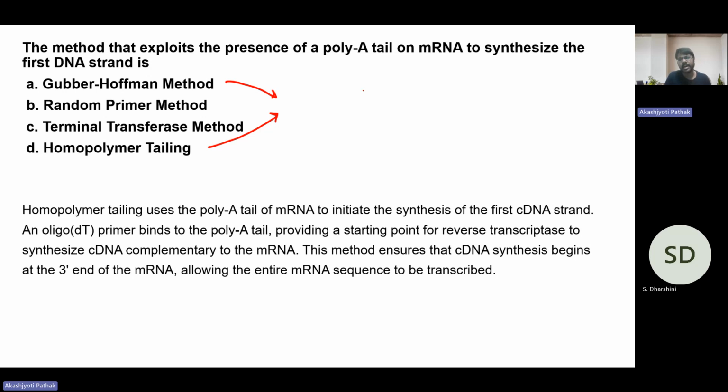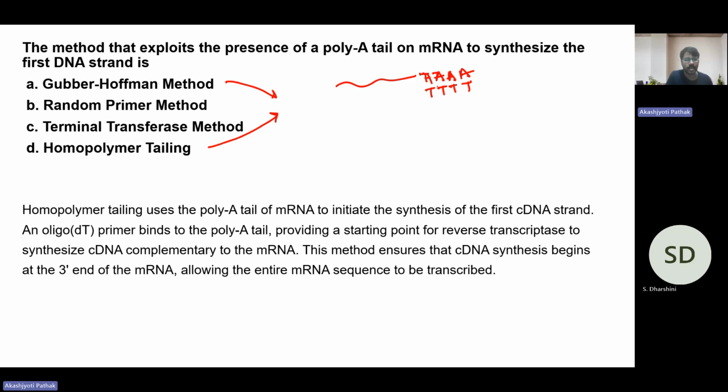You are using an oligo dT primer. So you have your mRNA and your mRNA has a poly A tail. Now, if you look at the steps in both the methods, the first step is that you are synthesizing the complementary DNA by using this oligo dT primer.